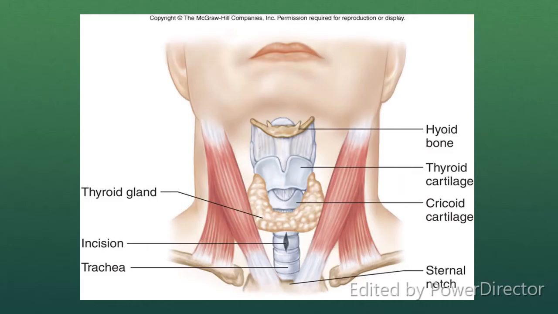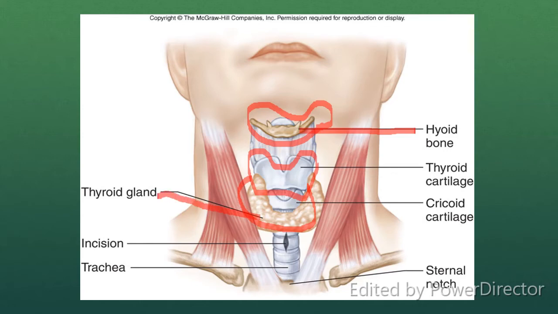So this picture is a frontal view of our larynx. The upper part is the hyoid bone. Below the hyoid bone, we could find the thyroid cartilage. And the lower part of the thyroid cartilage is the thyroid gland. And this part is our trachea.